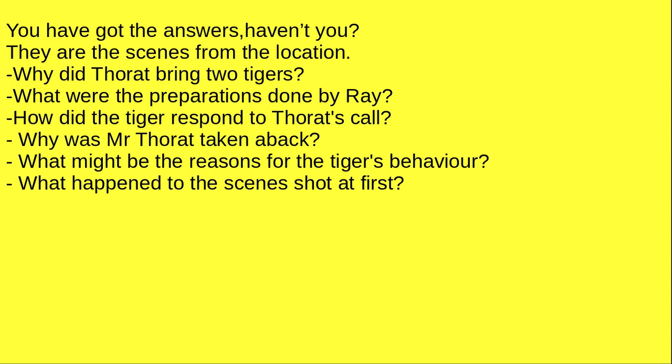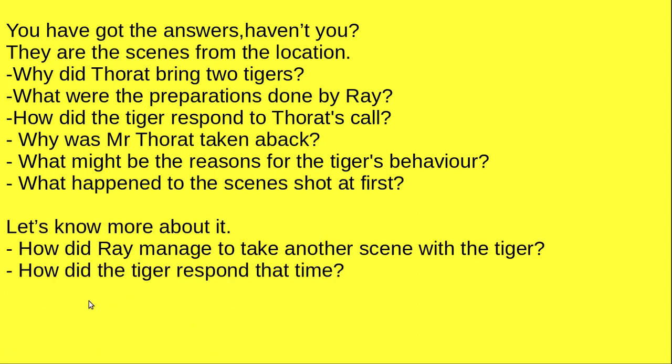Next, what happened to the scenes shot at first? Were they clear? Okay. Some of the answers are given and some are left out. Don't worry. Let us know more about it. And again, the first shot, it was a failure. It was not clear, and they didn't succeed in making it as they expected. And how did Ray manage to take another scene with the tiger?